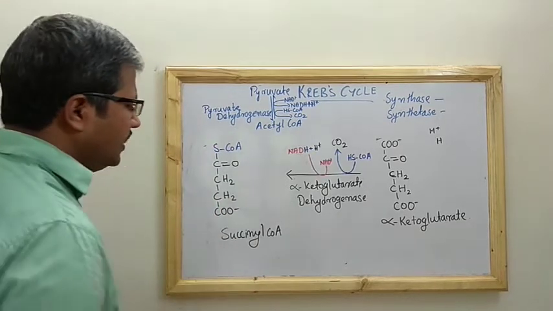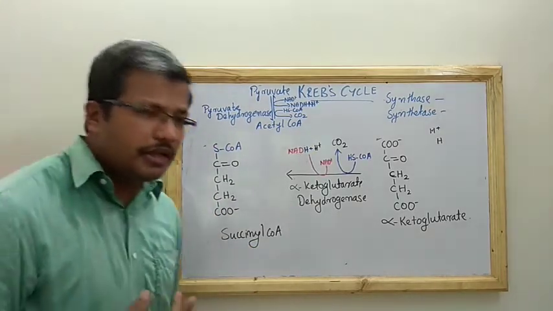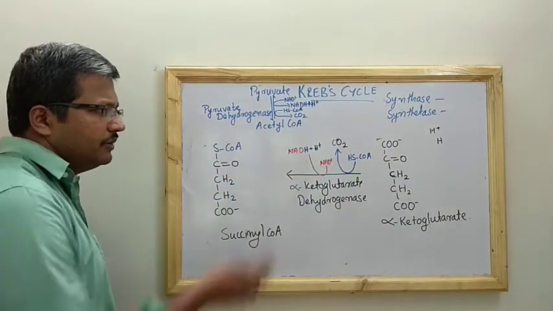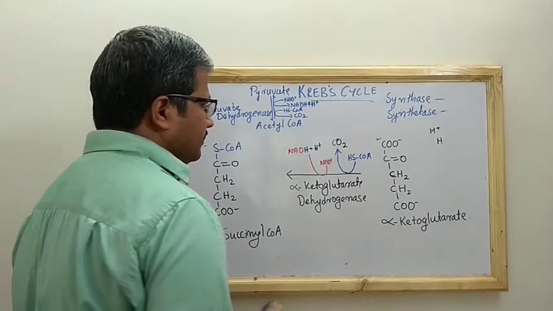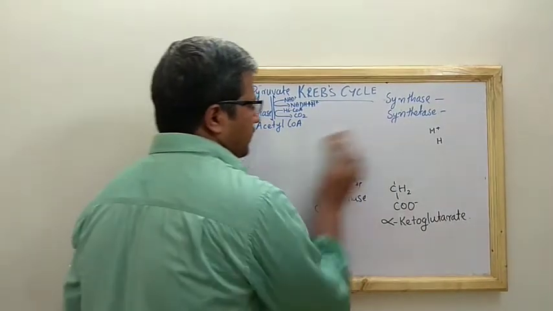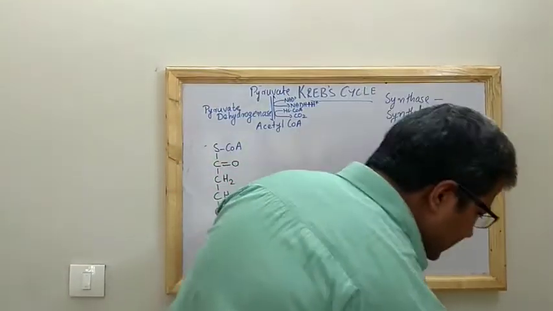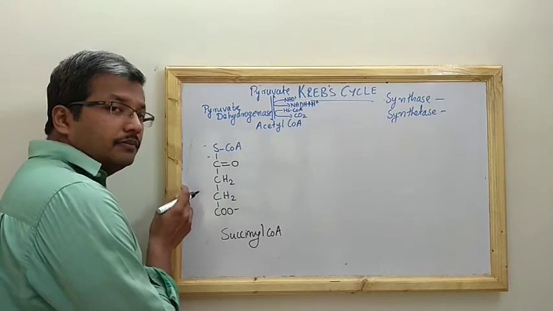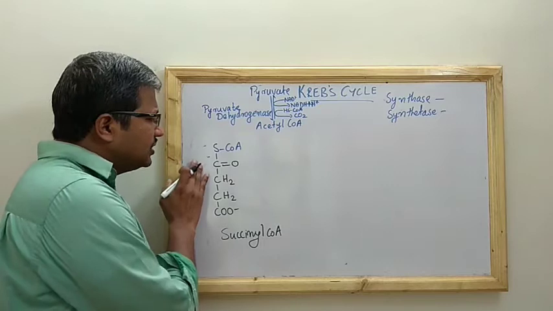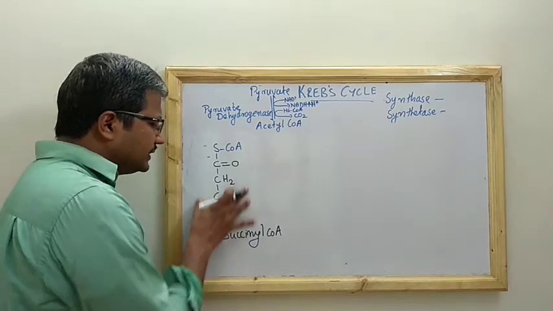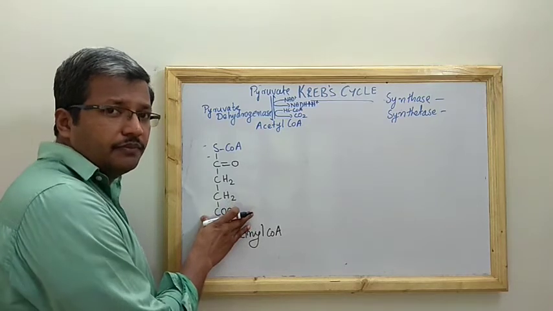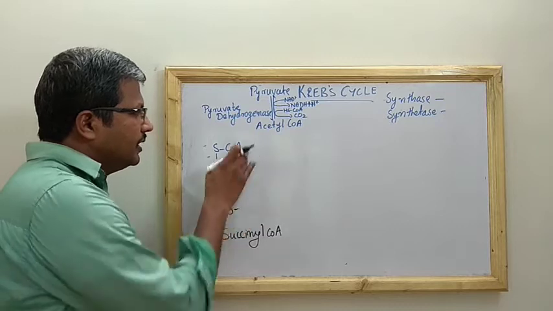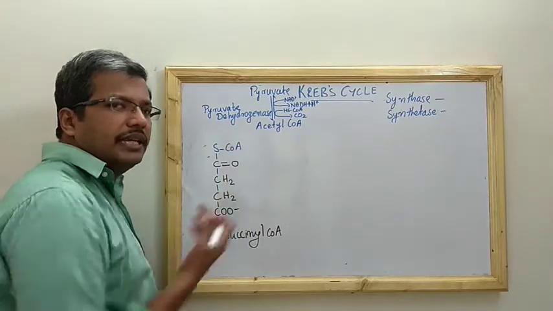Okay, so now let us see what happens to this succinyl coenzyme A. So next reaction. Make sure that you are drawing this with a different color so that you understand what is happening. Okay, so now this succinyl coenzyme A will be cleaved by water. So addition of water, hydrolytic cleavage of succinyl coenzyme A will be happening. And as a result, what will happen? There will be release of energy.